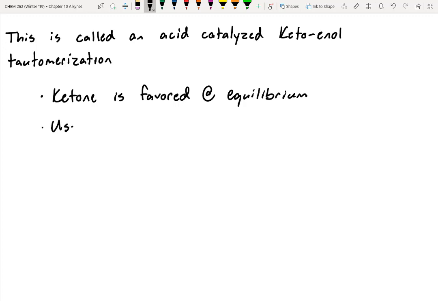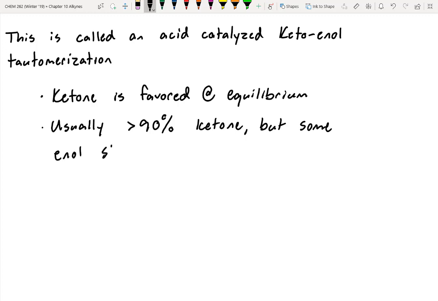And it's usually greater than 90% ketone, but some enol is still present. Does that make sense?